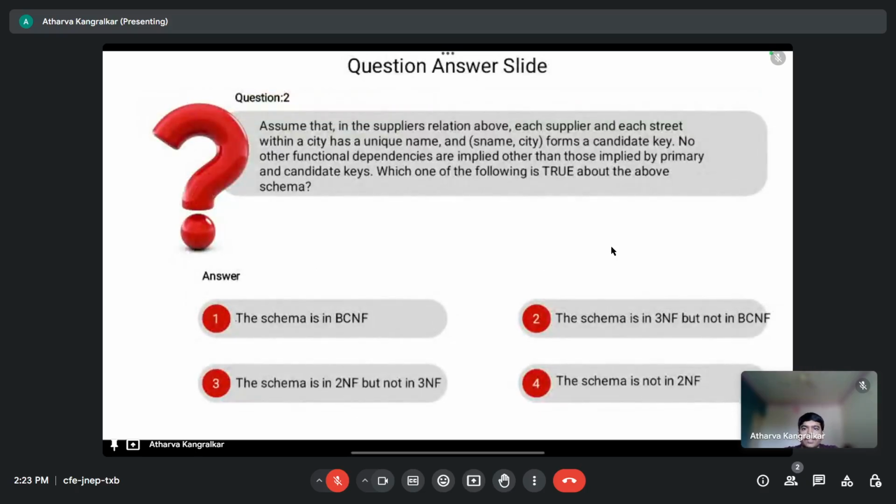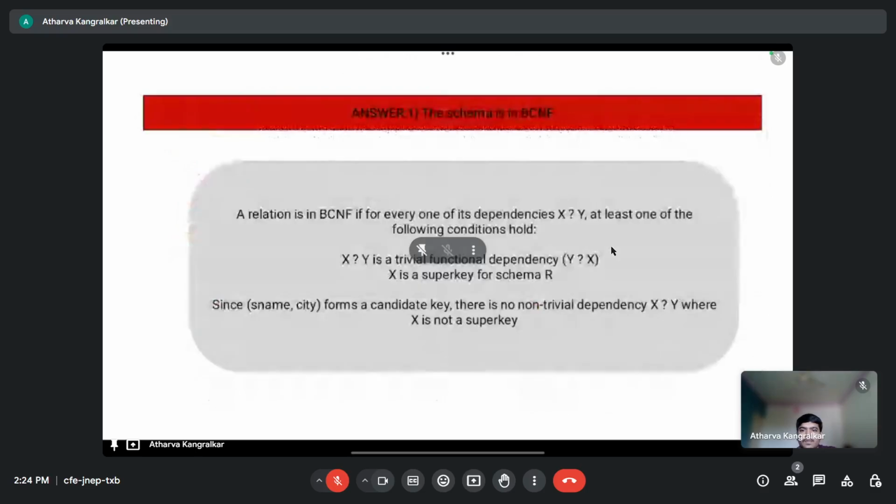So the next question is, assume that in the suppliers relation above, each supplier and each street within a city has a unique name, and S name, city forms a candidate key. No other functional dependencies are implied other than those implied by primary and candidate keys. Which of the following is true about the above schema? So the options are given below. So the correct answer is the schema is in BCNF.